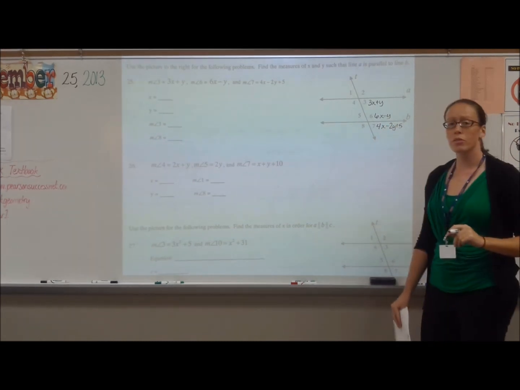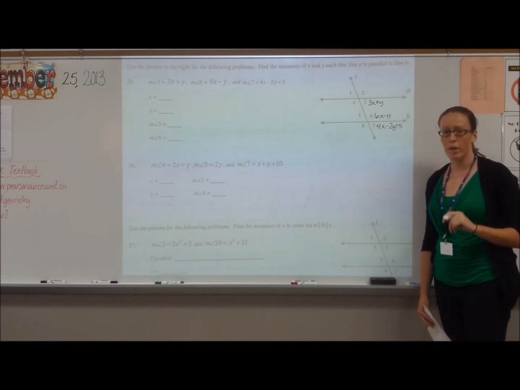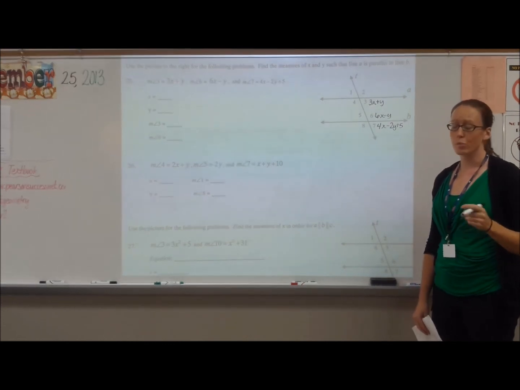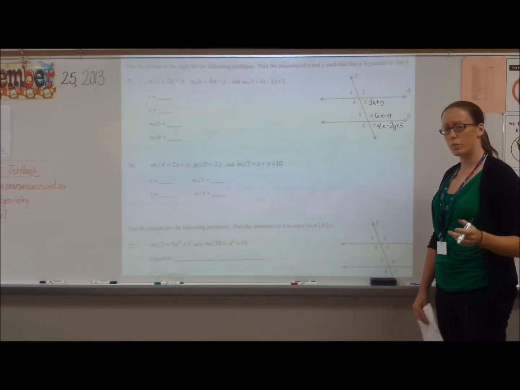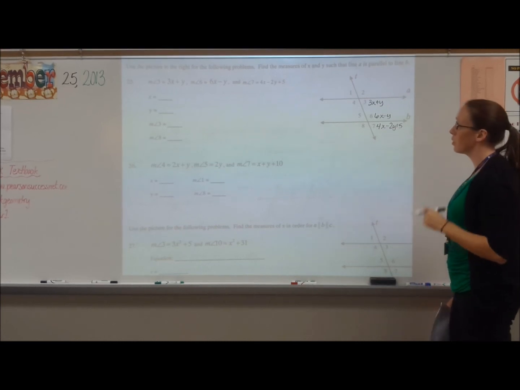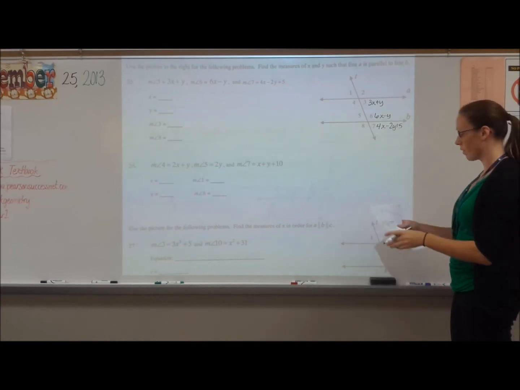I picked this problem for a particular reason. We need to practice systems. Some of us are doing well with systems on the test, some of us need a little bit of help. So let's go through another example together.